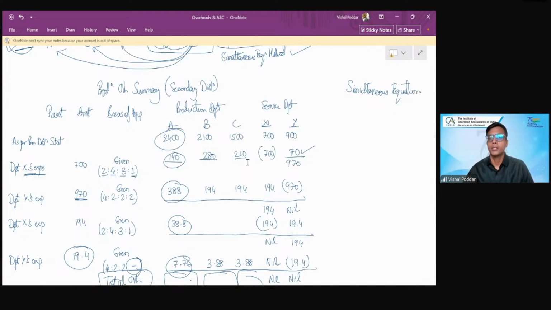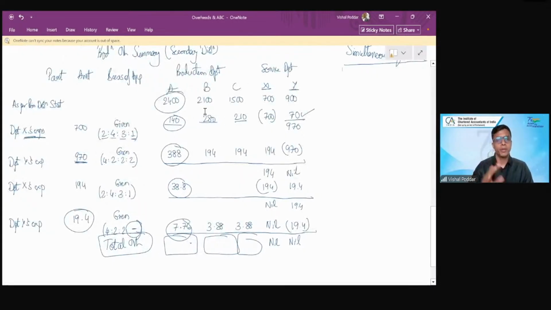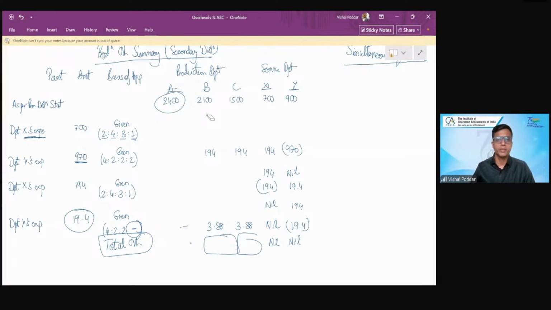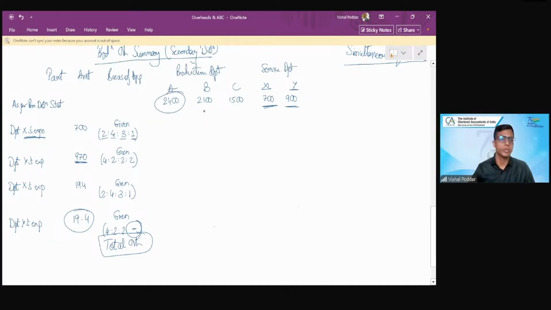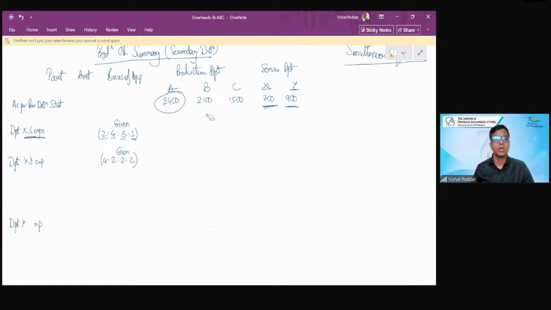Now, this sum is to be solved by the simultaneous equation. You first prepare the same working, that is, you have the same format, the same structure. The only thing is we will not distribute the expenses which are given in the question. So up till now, what we were doing, we were distributing the same expense which was given in the question. Now we will not distribute that. Rather, we will distribute a different value which we will calculate using our simultaneous method.